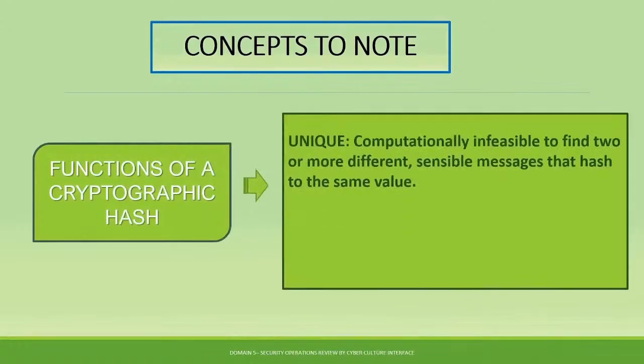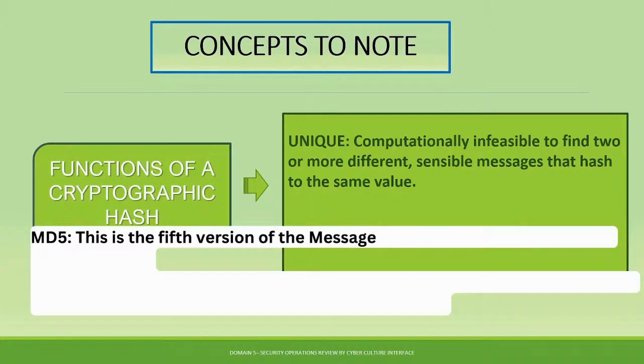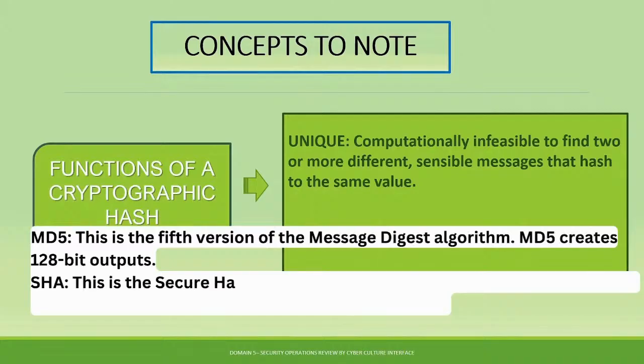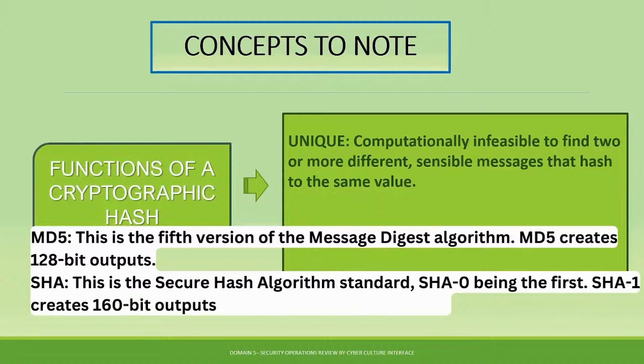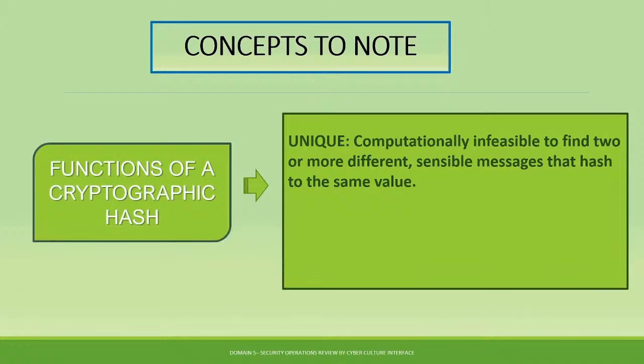Another function of cryptographic hash is uniqueness. So it is infeasible to find two or more different sensible messages that hash to the same value. Now, remember, don't mix it up. The other time I mentioned that you always have a fixed length. If you have 5 or 6 different data and you hash them with a particular technology, maybe MD5 or SHA256, or let me say SHA128, the length of the hash value you get will be the same for the 5 different data, but the hash value will not be the same. The hash length will be the same, but the hash value will not be the same. So you need to take note of this. They are always unique. If you hash 5 different data, the hash value that you get for each of them will be different.